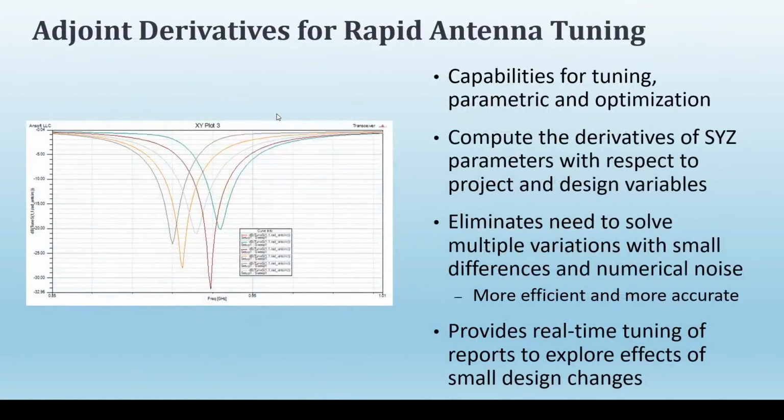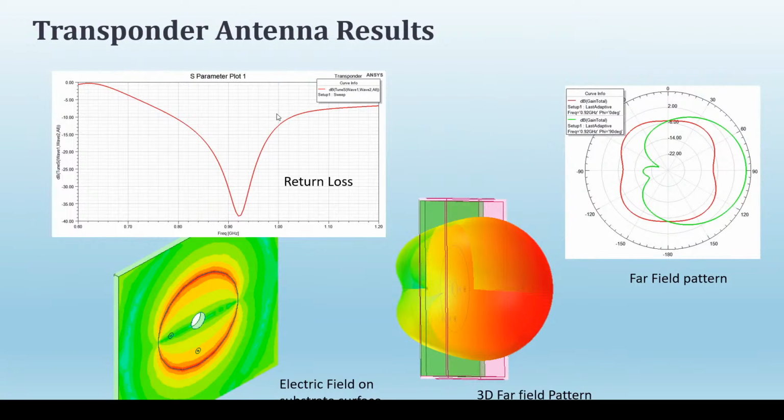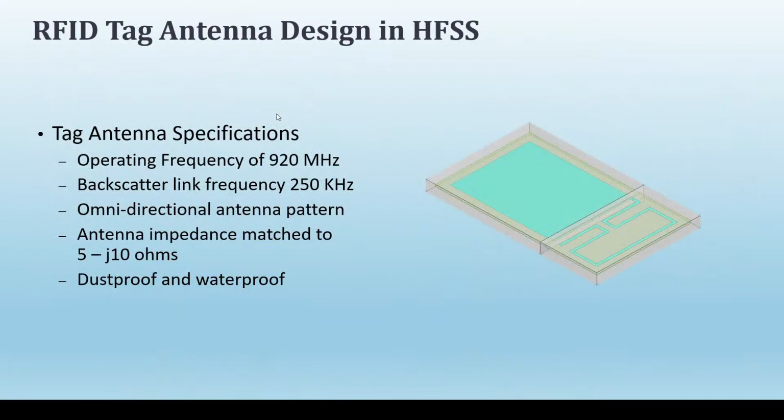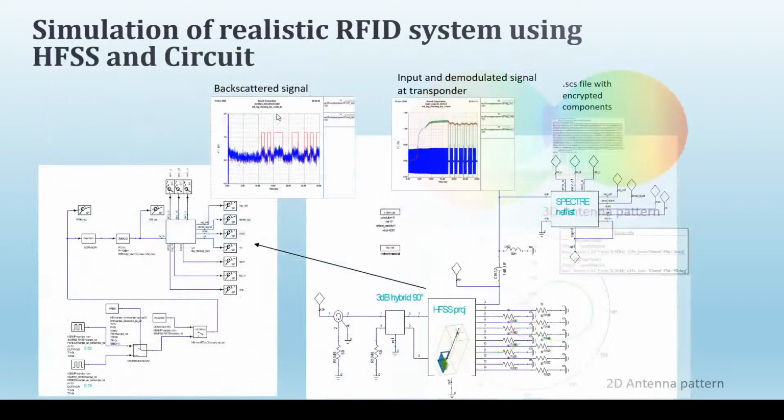Okay, so we talk about the antenna design. Again, we want to highlight the adjoint derivative for real-time antenna tuning. So radiation pattern, we have the RFID tag. Okay, so here is our simulation of the entire RFID system, by coupling the result in HFSS, from HFSS to circuit, and from circuit to HFSS.